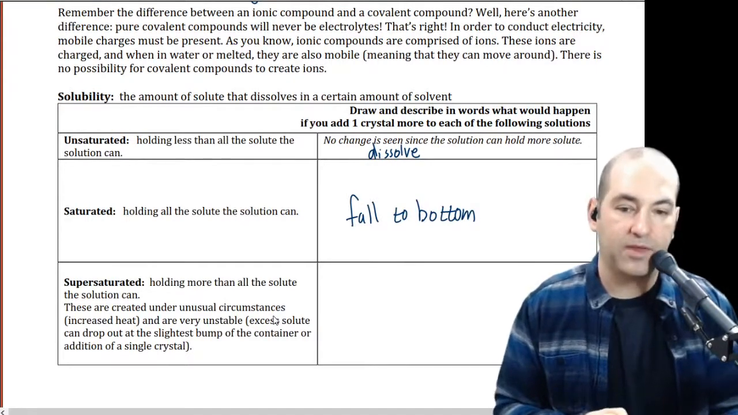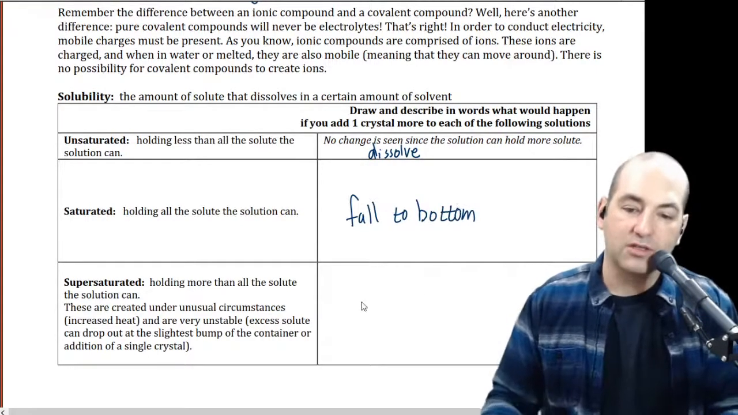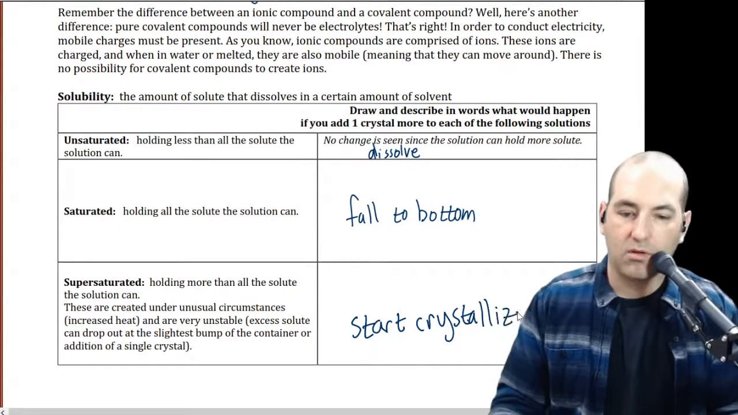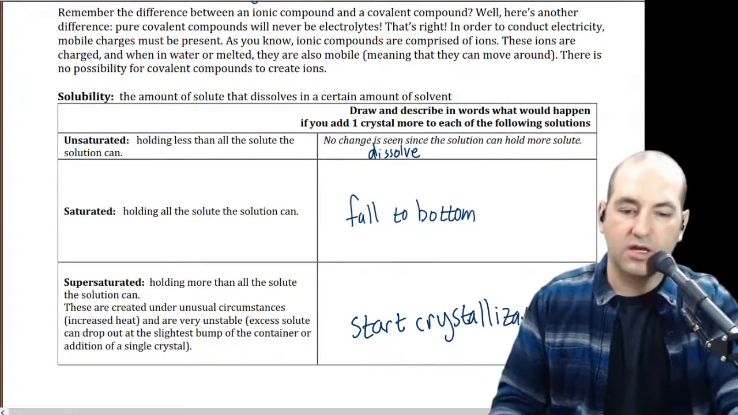a lower temperature. And then when you add more crystals to that solution, and I'll move this so you can see it.